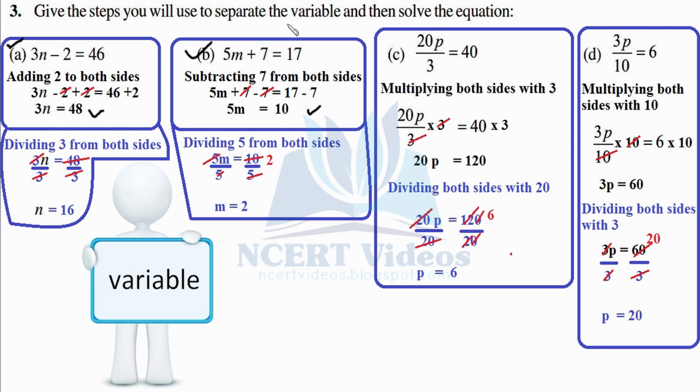So our whole objective is to separate the variable. That is what the question asks for, and then to solve it. Now 0 cancels, 1 2 is 2, 6 2 is 12. So p equal to 6 is the solution of this equation.